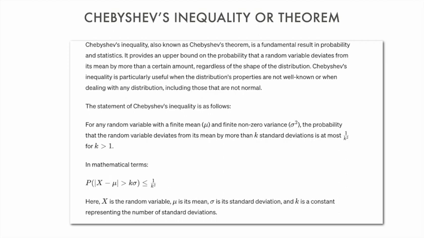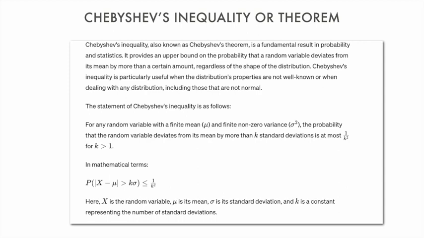The statement of Chebyshev's inequality is as follows: for any random variable with a finite mean mu and a finite non-zero variance sigma square, the probability that the random variable deviates from its mean by more than k standard deviations is at most 1 by k square, for k greater than 1. So we will take a finite mean mu, and we will assume a finite non-zero variance sigma square.